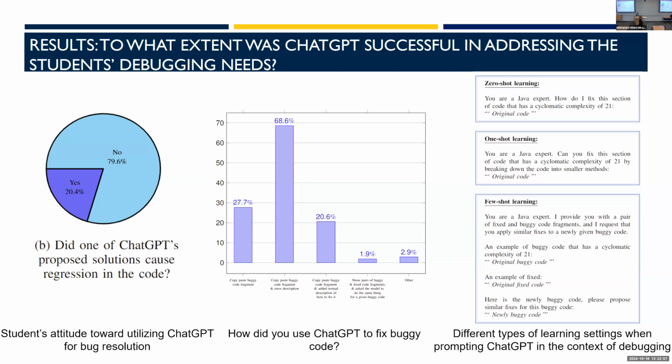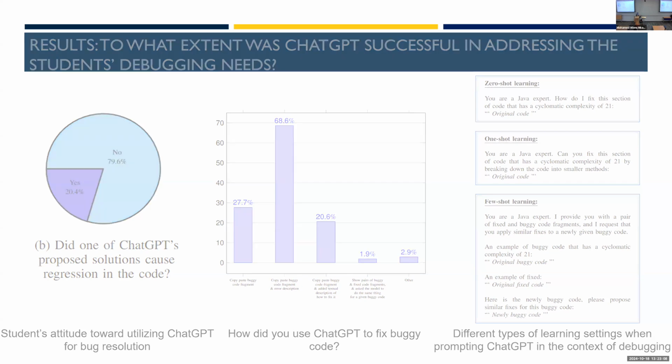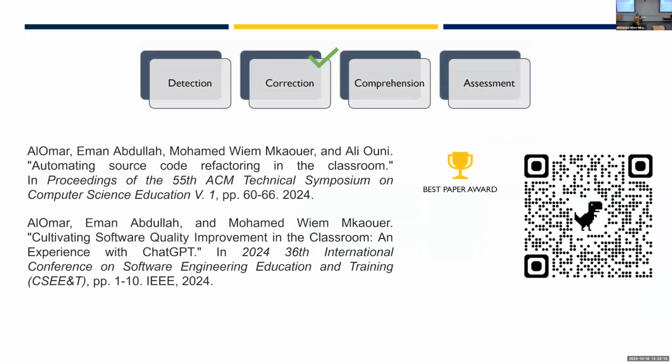It means students are learning from their own mistakes, and from the model's mistakes, on how to improve that model. And this is us teaching them how to use this model in a better way. Okay, so this work was awarded the best paper award on how to automate refactoring in the classroom, also how to use language models. And this was this year at SIGCSE, right?